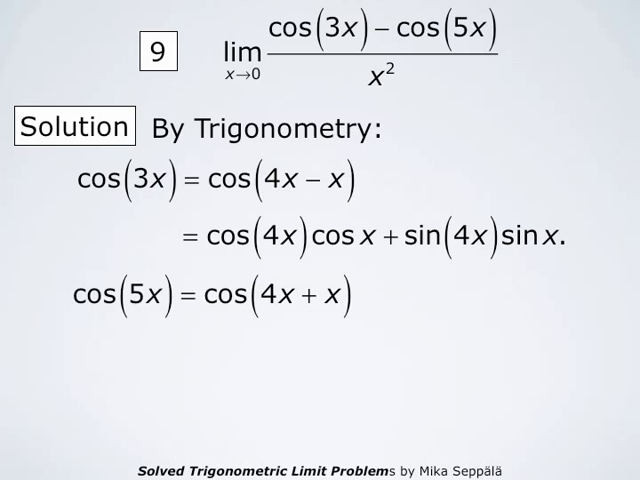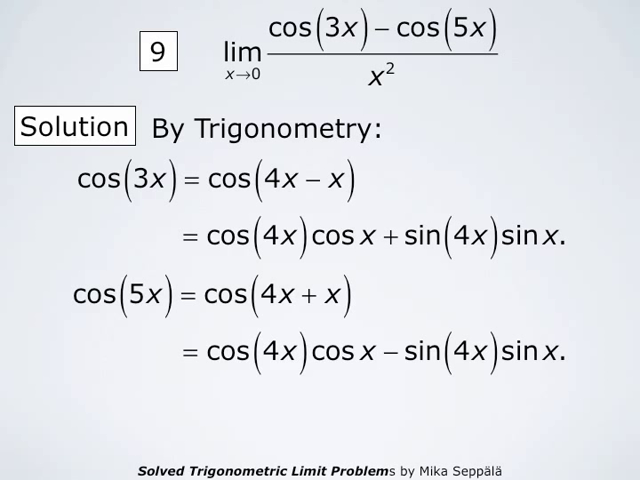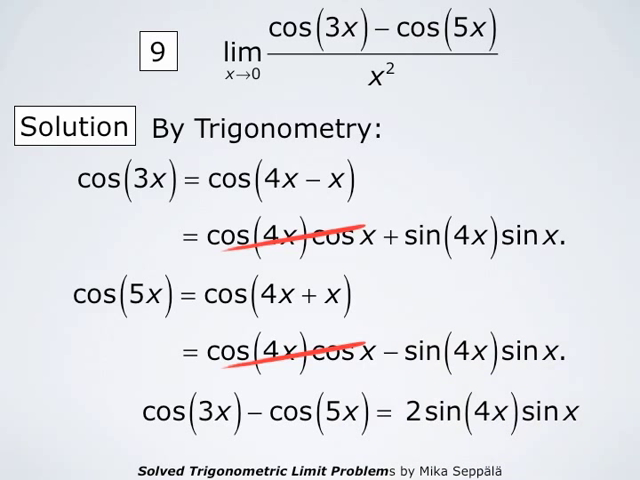The second term is minus cos 5x. Cos 5x is cos(4x + x), which is cos 4x cos x − sin 4x sin x. This is by the addition formula for the cosine function. Now in the numerator we had cos 3x − cos 5x, so we subtract the expressions just obtained, and we observe that cos 4x cos x cancels out, and we are left with 2 sin 4x sin x.